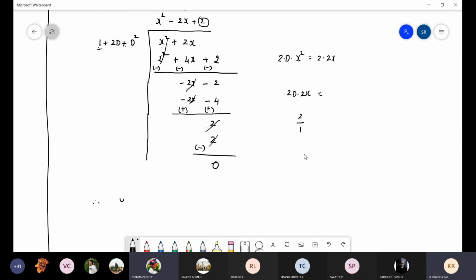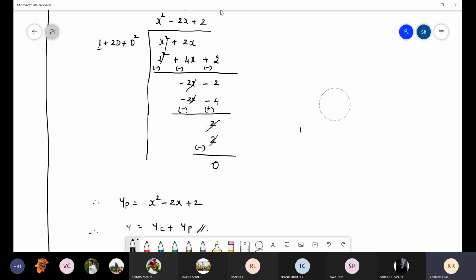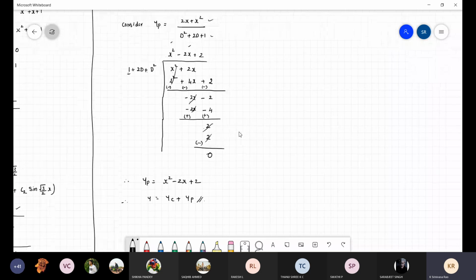x square minus 2x plus 2. This is our yp. Therefore, y equals yc plus yp. That's it. I think now we are understanding the concept, the procedure.